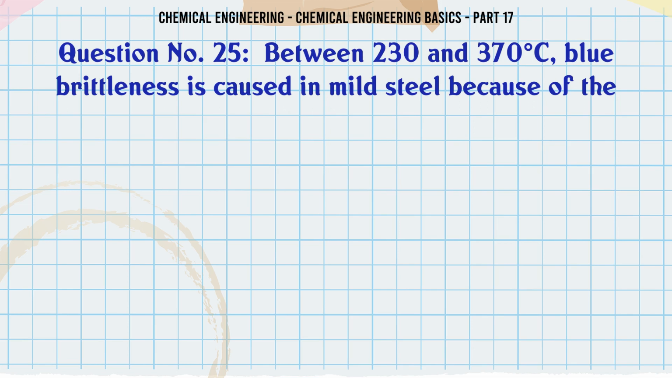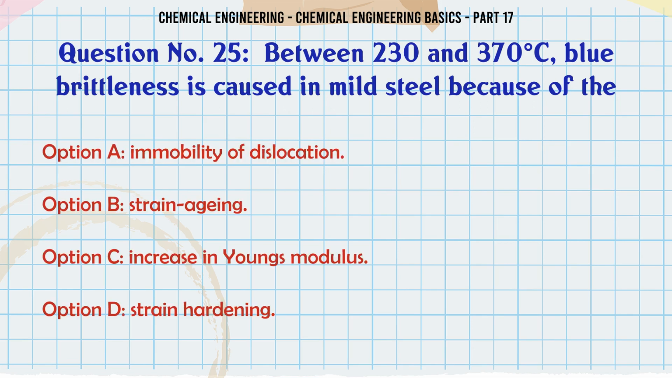Between 230 and 370 °C, blue brittleness is caused in mild steel because of the A. immobility of dislocation, B.